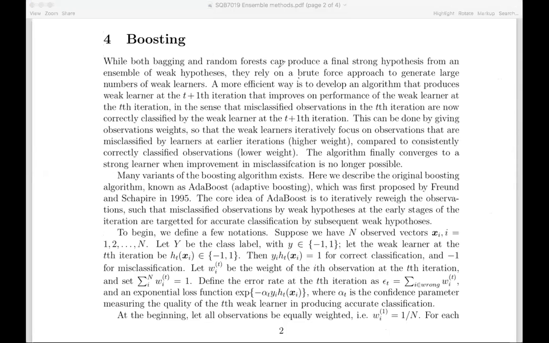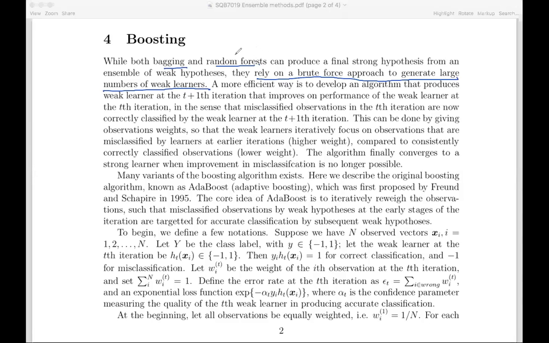So here is the difference. Your bagging and random forest rely on a brute force approach to generate large numbers of weak learners. They are computationally intensive, and they are very simple to implement, but they are brute force methods. They basically just keep on doing bootstrapping on the rows, and then random selection of the columns, and produce lots of weak learners, and then use majority vote to give the prediction.